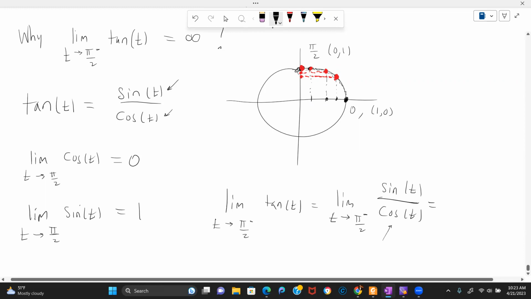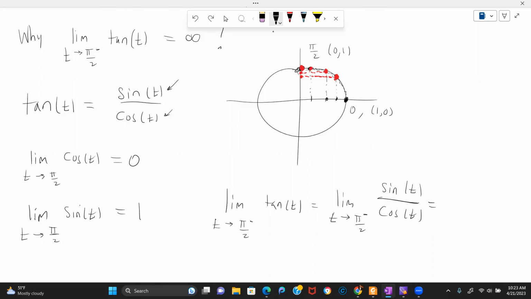You're computing the division, so you're taking something that's almost 1 and dividing it by a number that's close to 0. But we know if you take 1 and divide it by a very small number, like 0.01, you get 100.